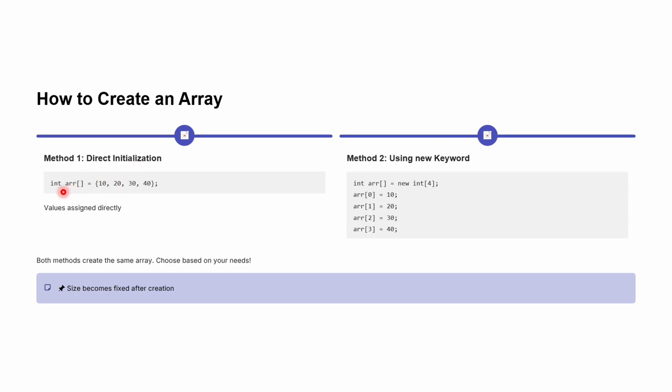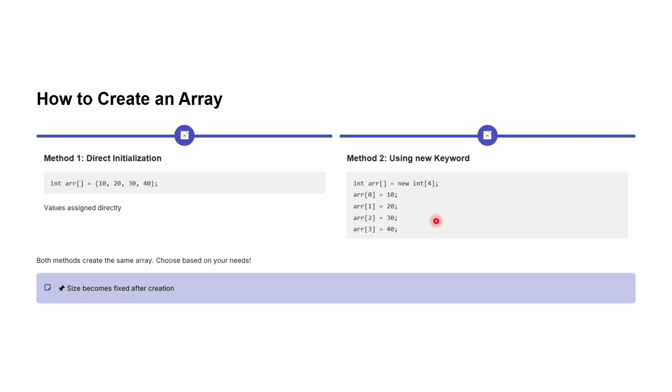When it comes to direct initialization, we first write the data type, that is int or boolean or anything. Then we write the name of the array, then we give the brackets, then we give the assignment operator equal to, then we write all these values separated by commas within braces, right? Here we declared the array as well as initialized it at the same time. Okay, so both methods create the same array.